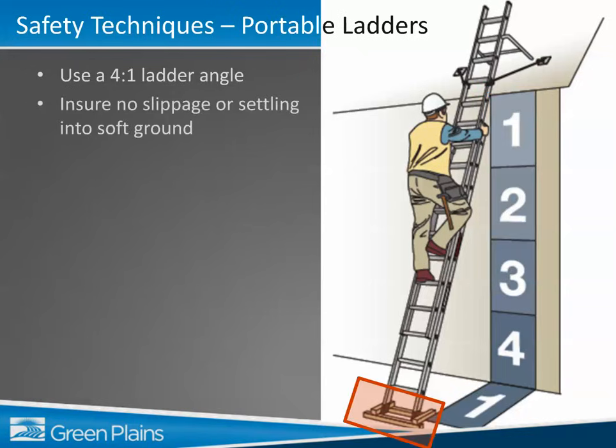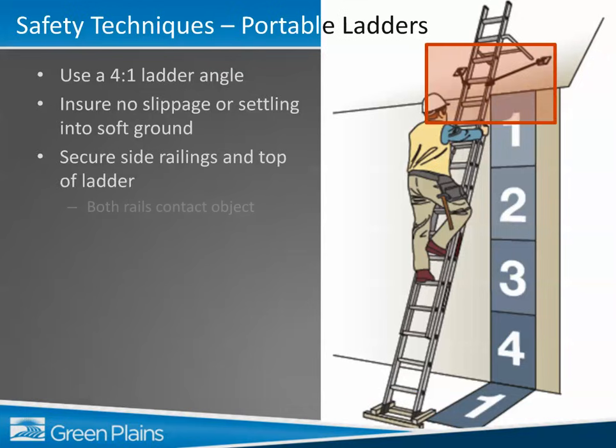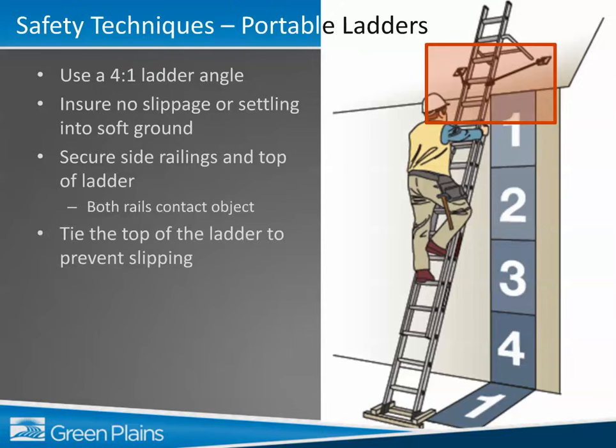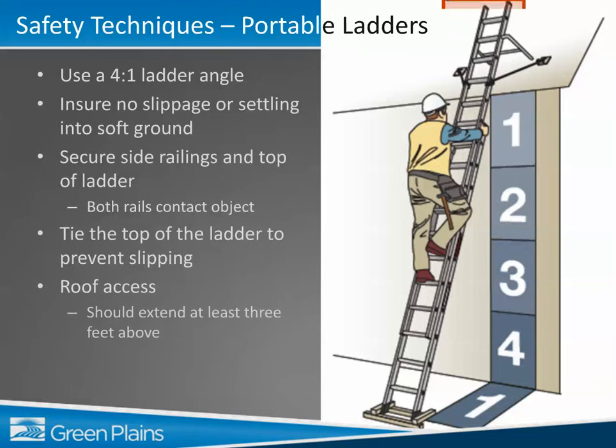The base of the ladder must be firmly set so that there is no possibility of slippage or settling into soft ground. The resting edge of the ladder should have both side rails in contact with the object it is against. Tying the top of the ladder to the supporting structure can also keep the ladder from slipping or sliding.